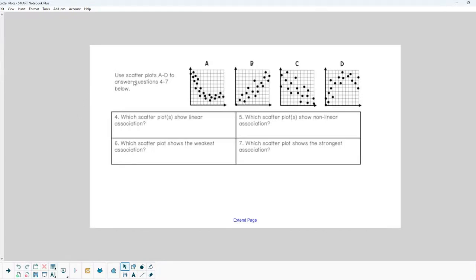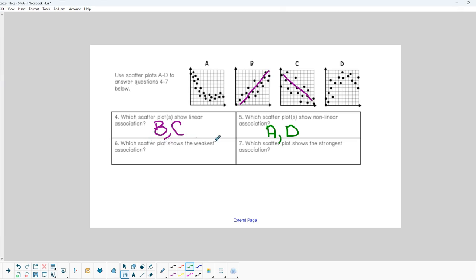So let's take a look at these. Use the scatter plots A through D to answer these questions. Which scatter plots show linear association? We're going to look for the data that appears to be forming a straight line. If you look at B and C, even though they're not tightly tied together, both of those have a linear association, right? Which scatter plots show nonlinear association? Well, B and C are the ones that showed linear, then A and D are probably the ones that don't show linear association.